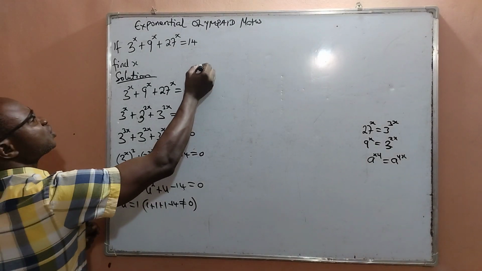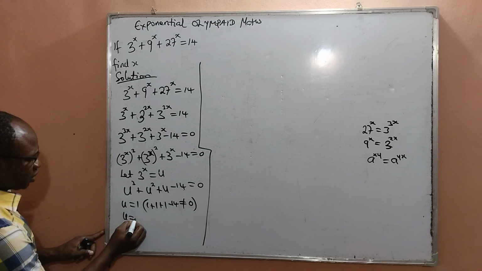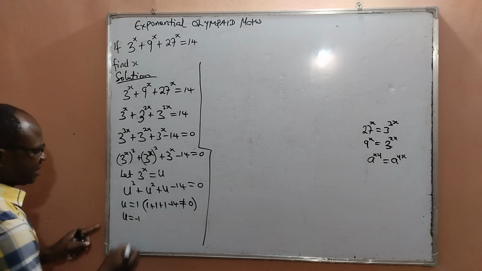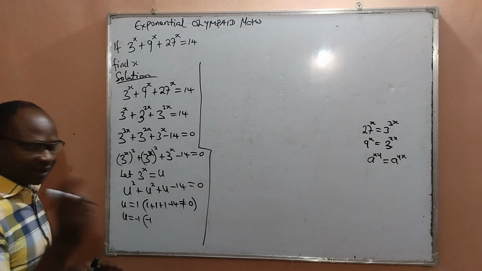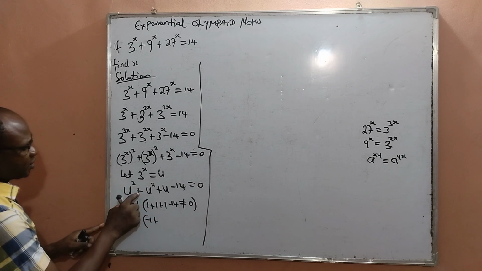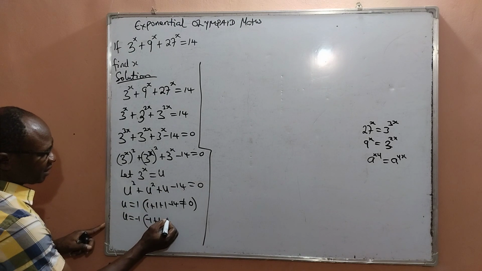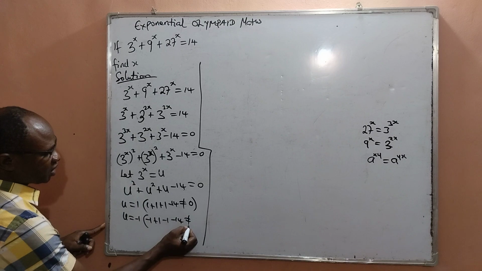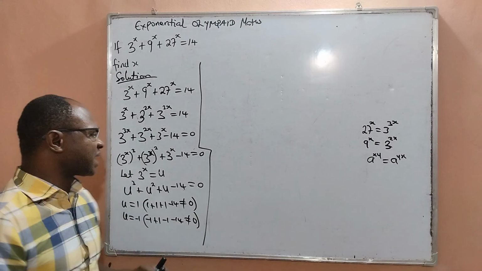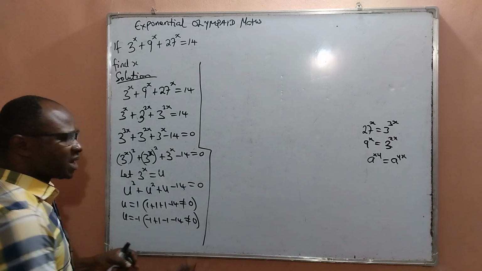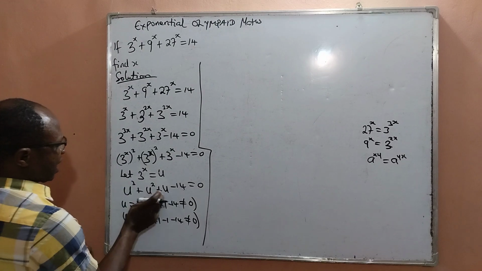Also, if I try negative 1, if u is equal to negative 1, that means I will have negative 1 raised to the power 3 gives me negative 1, plus negative 1 raised to the power 2 is 1, then negative 1 minus 1 minus 14. This is not equal to 0. So I'm looking for the one that will give me equal to 0, and the moment I get it, that will help give me a factor of this expression that I have here.